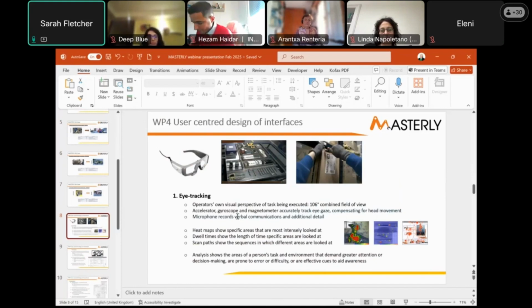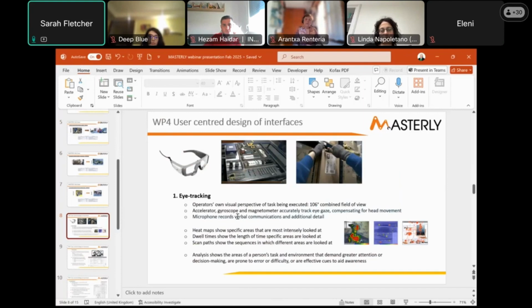And we can also look at scan paths, which is the order, the sequence, if you like, in which different areas of a field of vision are looked at. And that indicates what gets people's attention first, or cues to action, what they then need to do next, and so forth. And these are really good indicators of the current manual task, how it's being performed.